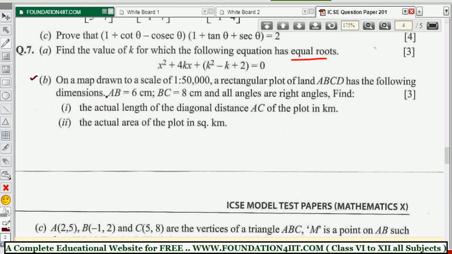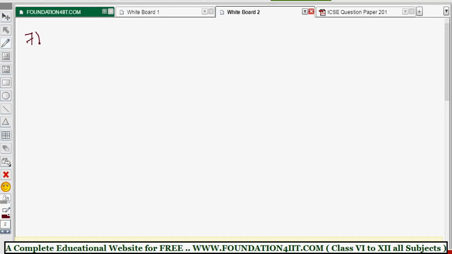Second one is: on a map drawn to a scale of 1:50,000, a rectangular plot of land ABCD has the following dimensions, AB and BC. Dimensions are given and all the angles are right angles. So it's a rectangle. Now the question is the actual length of the diagonal distance AC of the plot in kilometers and the actual area of the plot in square kilometers. We need to find out the actual lengths, so take the given dimensions on the map.